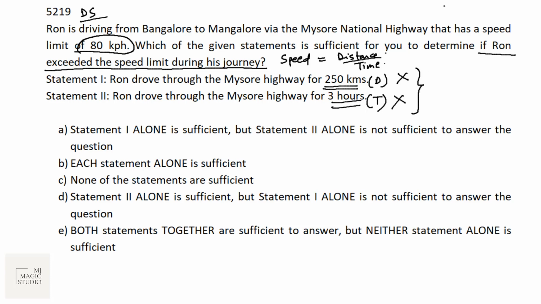Let us combine these two. If we take data from both, we have D and we have T. We can very easily find the speed of Ron over his journey, 250 kilometers in 3 hours. So whether it is greater than 80 or not, we can answer accordingly. That means both statements together are sufficient to answer, but neither statement alone is sufficient. We'll mark option E.